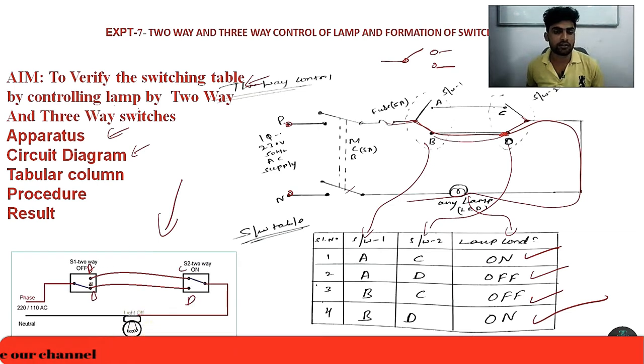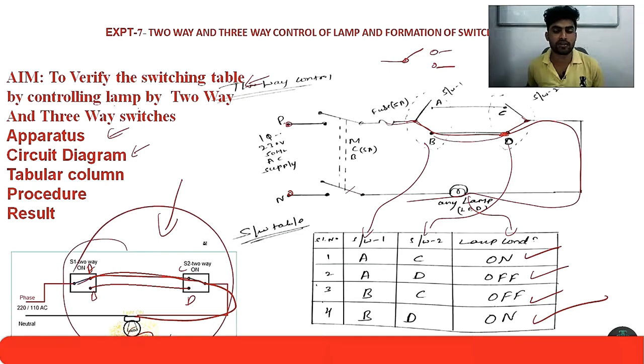Okay, so switch 1 is in A position, switch 2 is in C position, what happens? Lamp will be glowing, right? And switch 1 is in B position, switch 2 is in C position, what happens? Off condition, lamp will not be glowing. Total 4 conditions are possible in 2-way control of lamp.